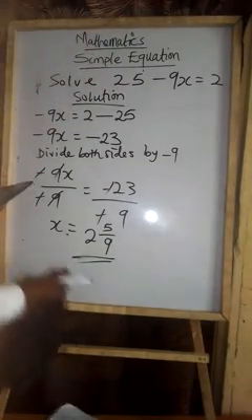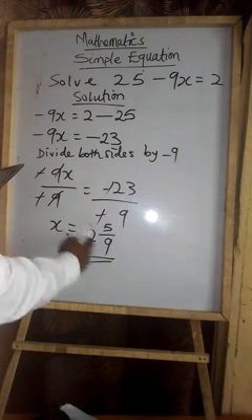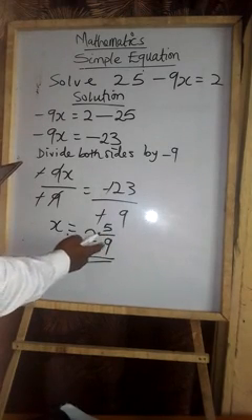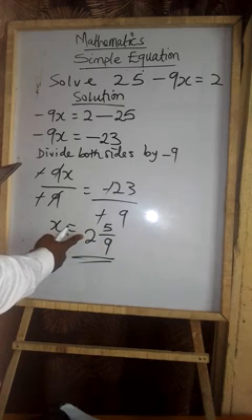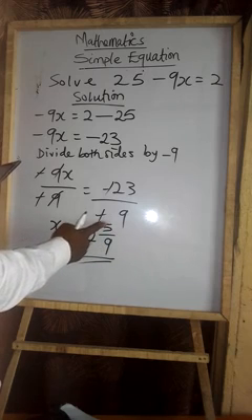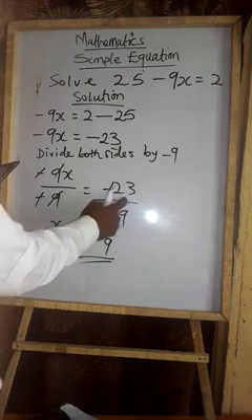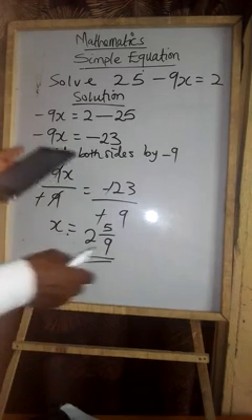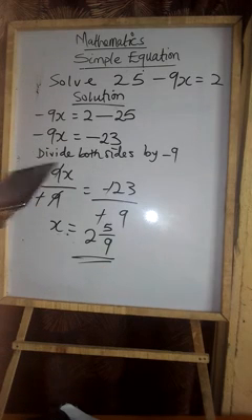If you choose to confirm if this is correct, check it. 9 times 2, you have 18. 18 plus 5, you have 23. That is how we got this very value.